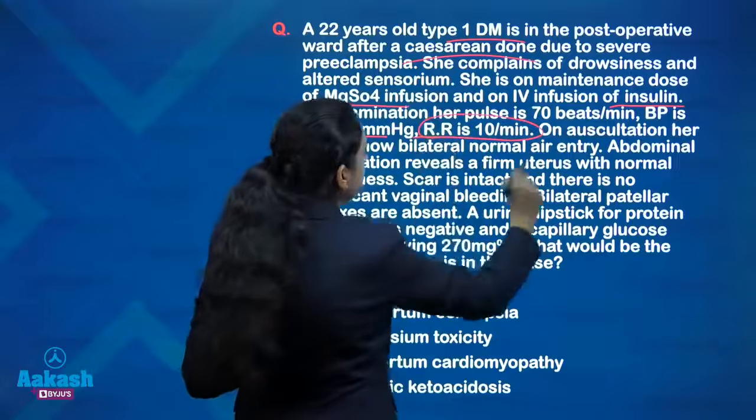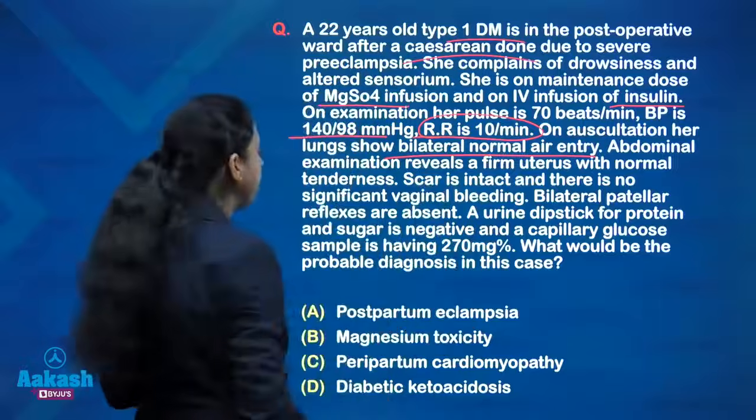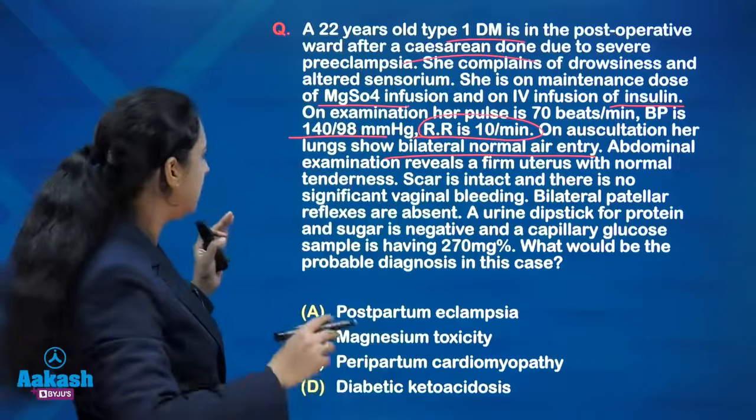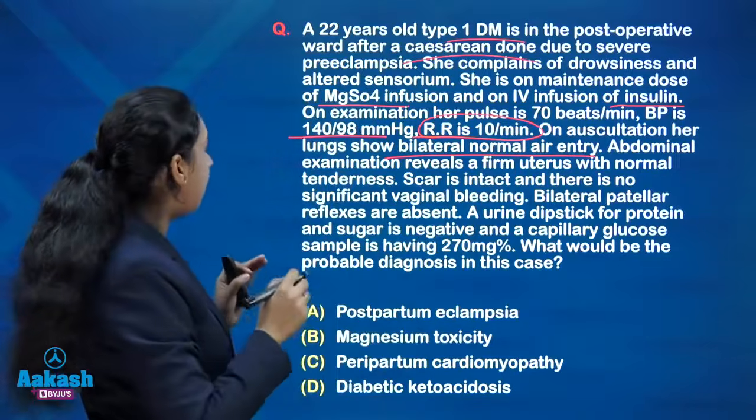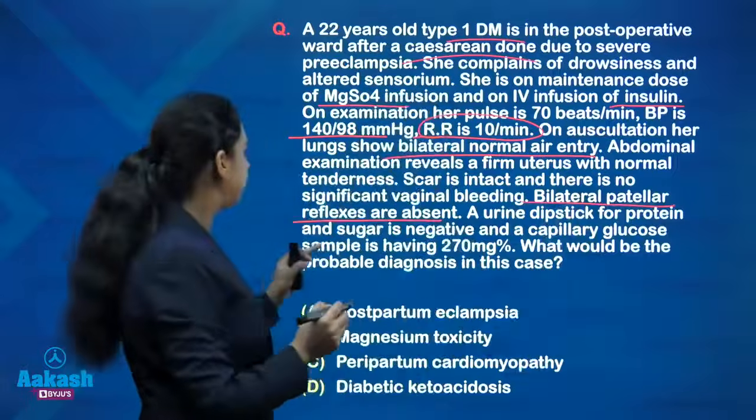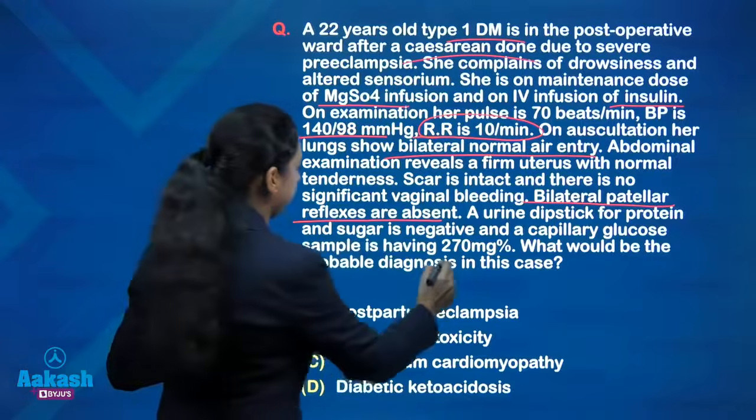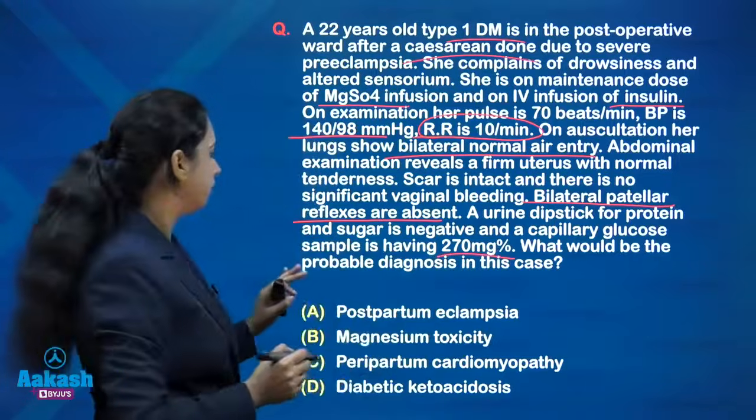It is very less. On auscultation, her lungs show bilateral normal air entry. Abdominal examination shows firm uterus, normal. Scar is normal. Bilateral patellar reflex is absent. So, important is this. Now, urine dipstick shows protein and sugar are negative. Capillary glucose is 270. So, it is high. What would be the diagnosis?